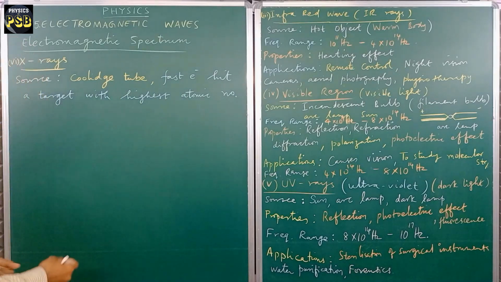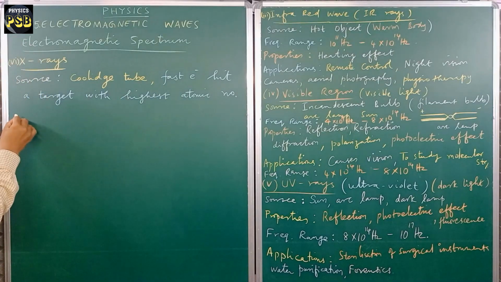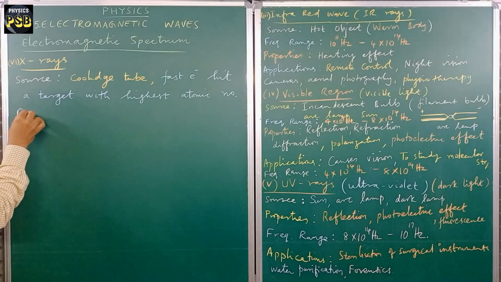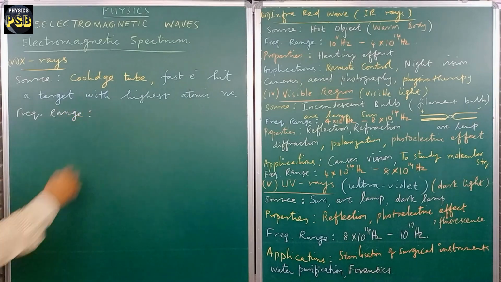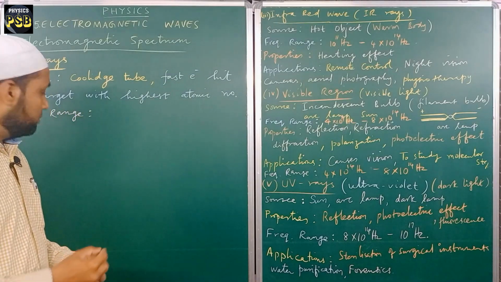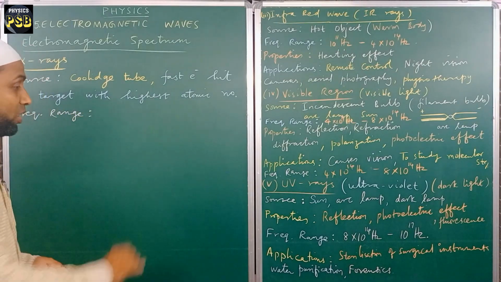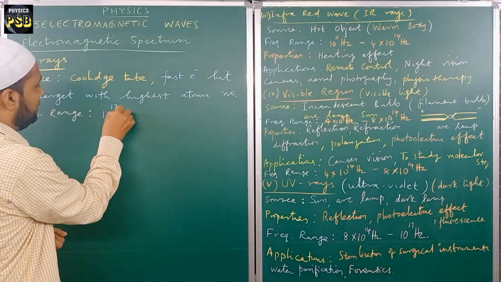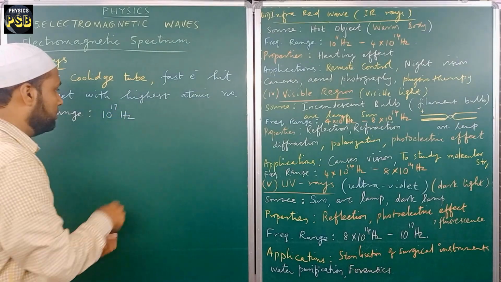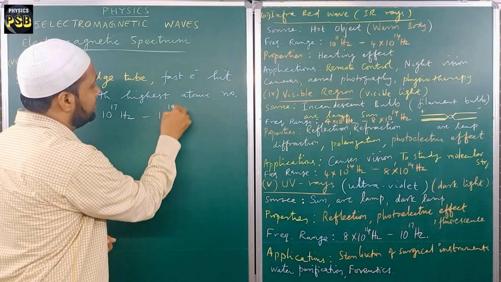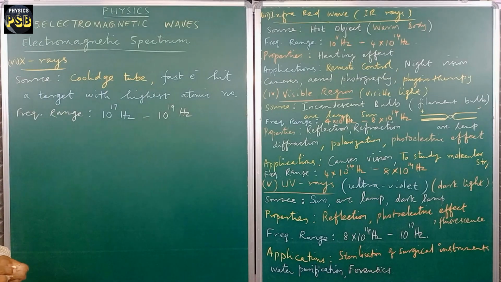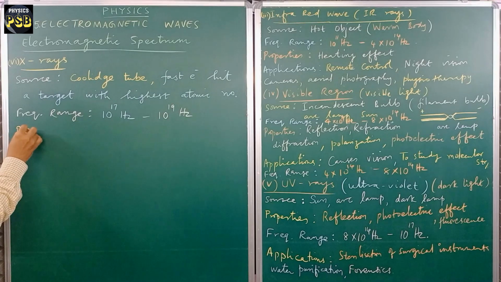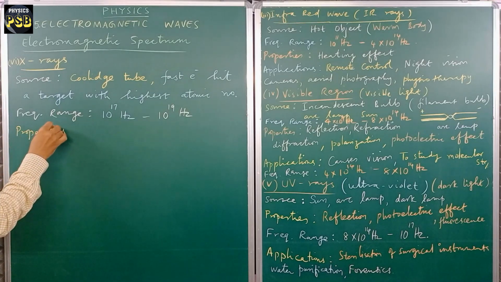And the next is the frequency range of X-rays. Here, the frequency of X-rays lies between 10 power 17 hertz and 10 power 19 hertz. This is the frequency range of X-rays. Now, we'll discuss some of the properties of X-rays.